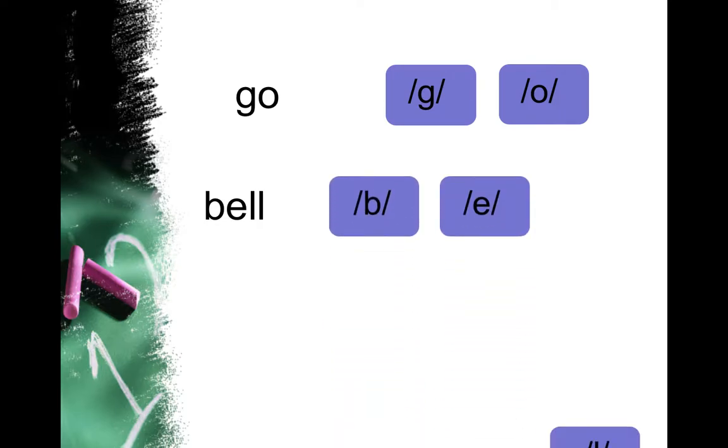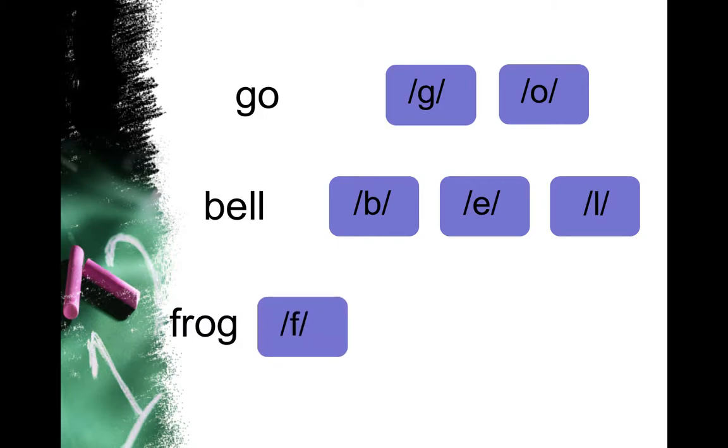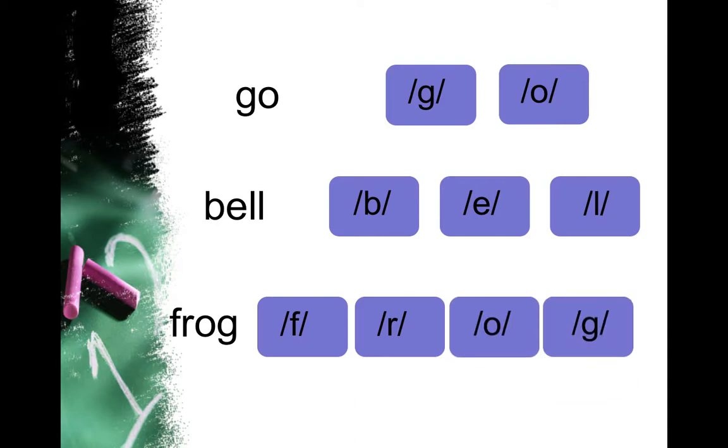So if we take the word go, we can see it has g, o, 2 sounds. In the word bell, we see b, e, l, bell. There are 3 sounds. In the word frog, f, r, o, g, frog. There are 4 sounds in this word.